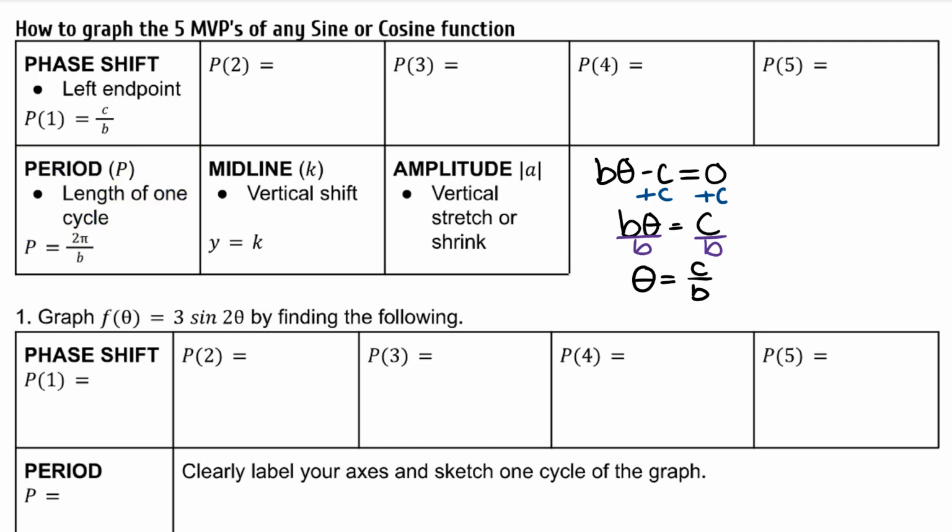Now that we know the starting point and the length of one cycle, we can find the, quote, ending point of one cycle by adding the period to P1. Take your starting point, add your duration, and you get your ending point. Now the 5 MVPs are equally spaced, so to find the middle point, P3, we will just find the average of P1 and P5.